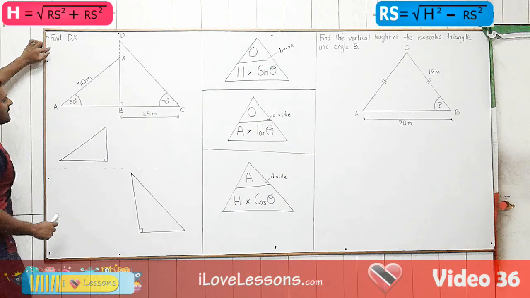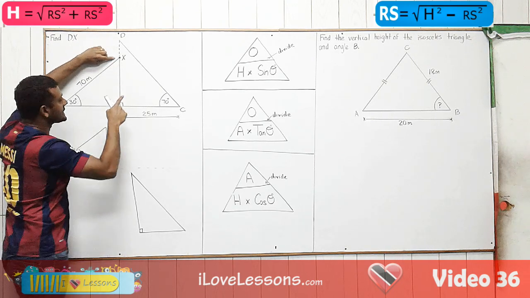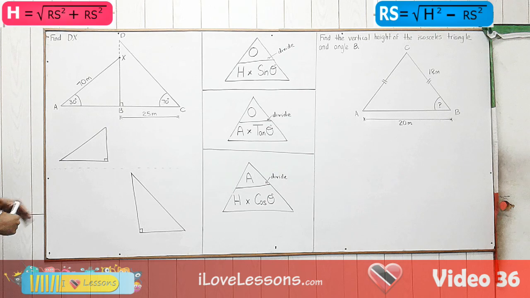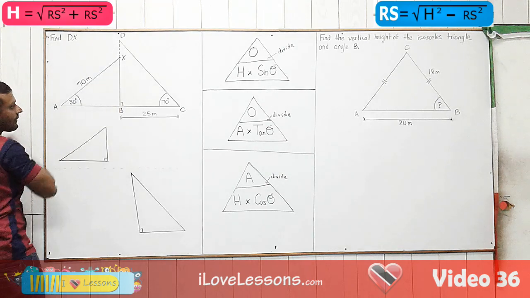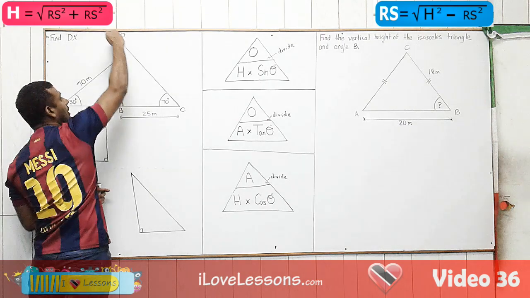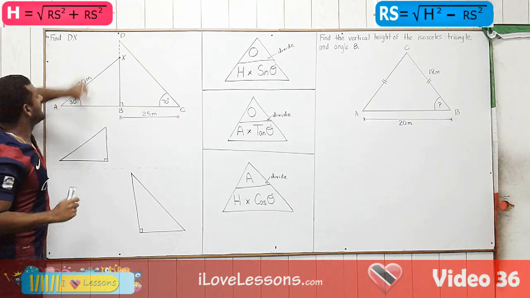In our first question, we want to find the length of DX. That's this dashed line here. Now, if you look carefully, you will see 2 right angle triangles. A kind of small right angle triangle and then a taller right angle triangle. Here's the plan to find DX.